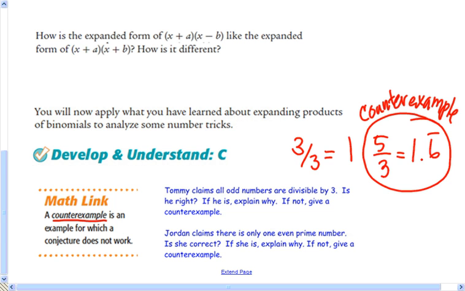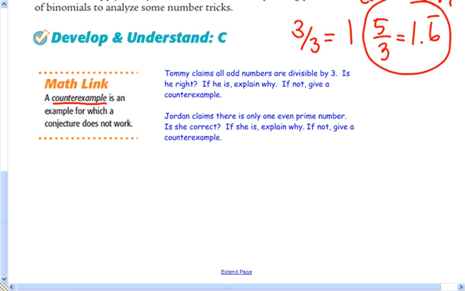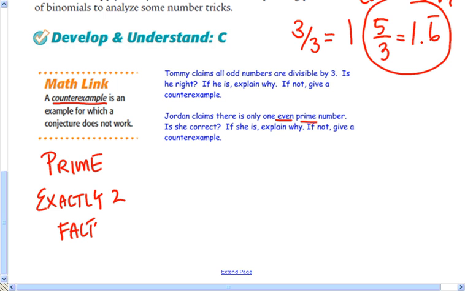All right, Jordan has another claim here. She claims there is only one even prime number. Is she correct? Well, you need to remember what a prime number is. A prime number is any number with exactly 2 factors. So, like number 41 is prime because the only factors of 41 are 1 and 41. The number 7 is prime because the only factors of 7 are 1 and 7.